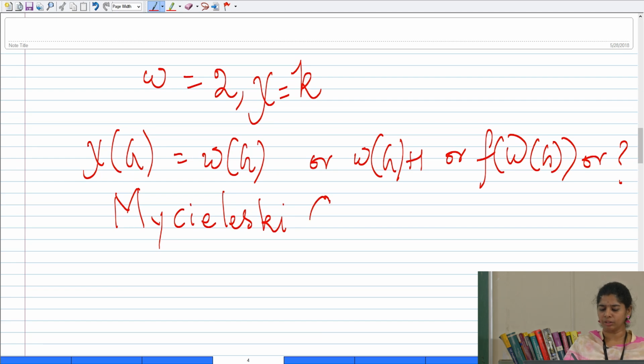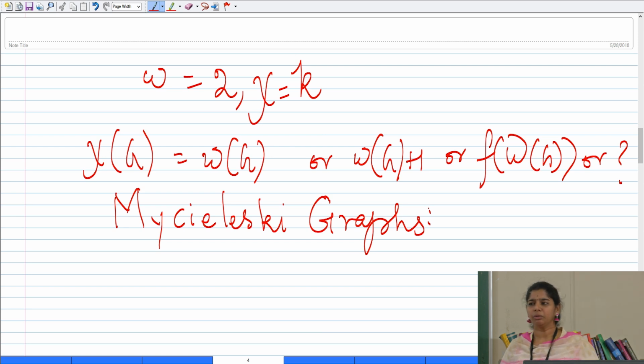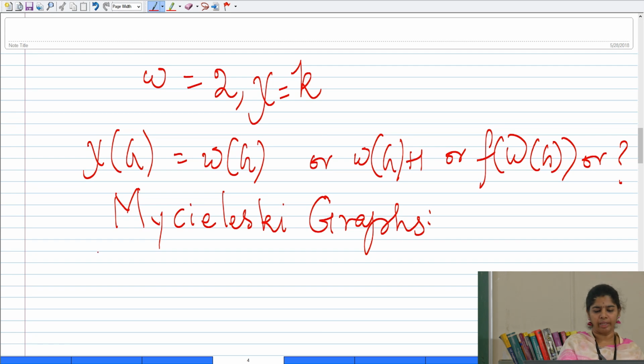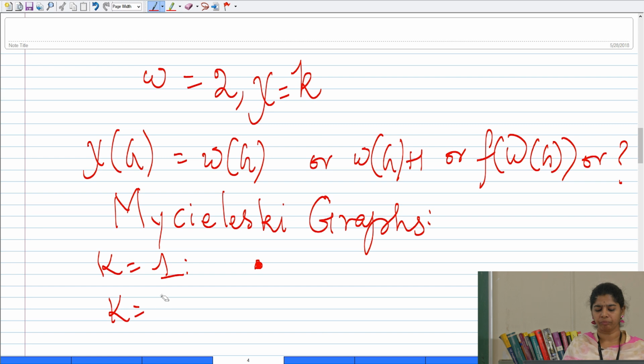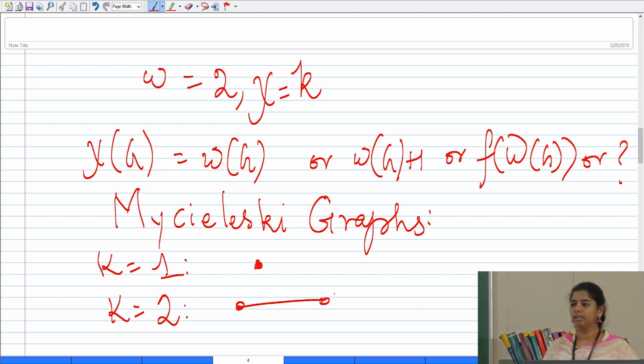So, this class is also called Mycielski's graphs or collection. The proof goes very simple. He gave a constructive proof. Starting from, inductively you can construct it for any given k. So, for k equal to 1, you need only one vertex, or isolated vertices, and for k equal to 2, an edge, and what about k equal to 3?